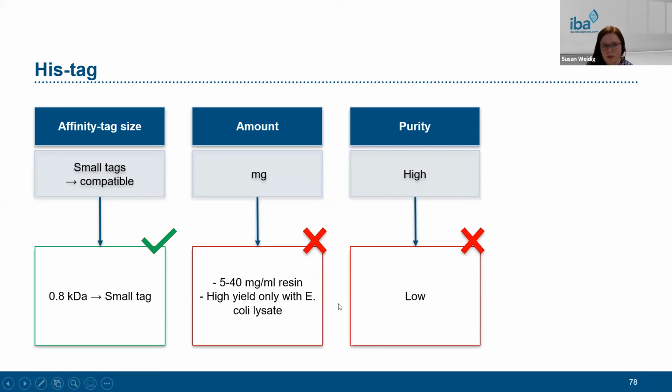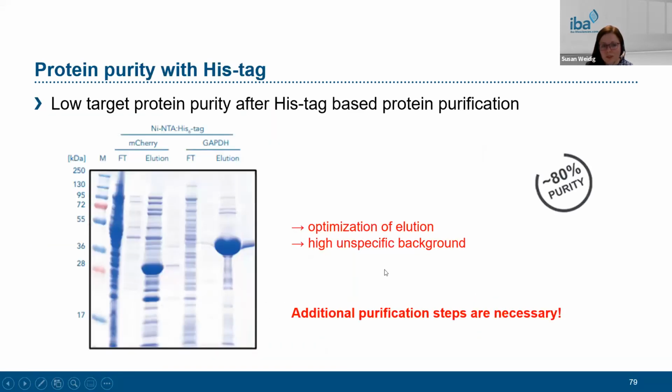So the amount is good if you take E. coli, but if you want to use mammalian cells or insect cells, the yield is lower, as expected. The purity with the his tag is really low. An example is shown here.